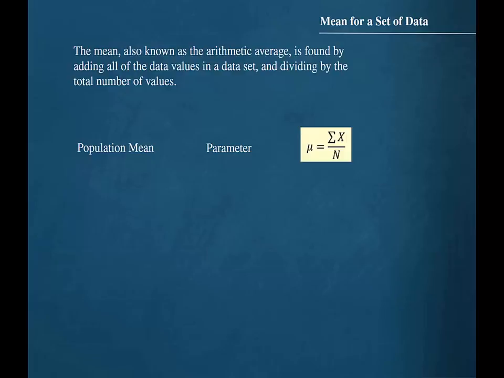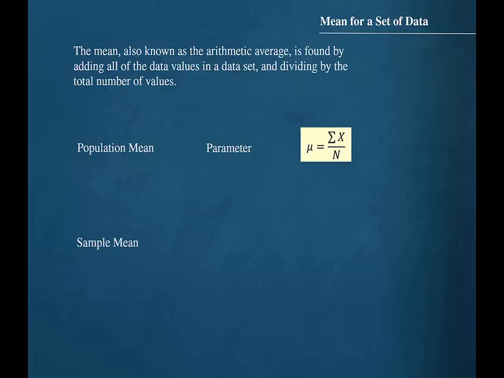The calculation of the mean is carried out by adding all of the data values in a dataset and dividing by the number of data values. The Greek symbol mu stands for the population mean. The Greek symbol sigma that appears in the formula stands for summation. The letter x represents the values of the variable, which are the data values in the dataset. The uppercase N represents the number of data values in the population dataset.